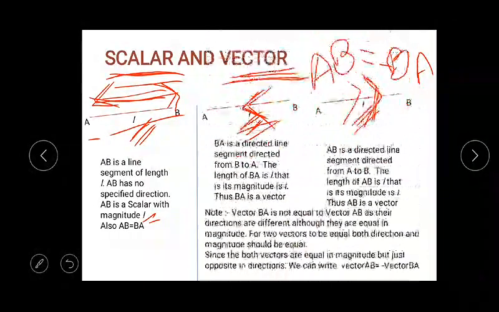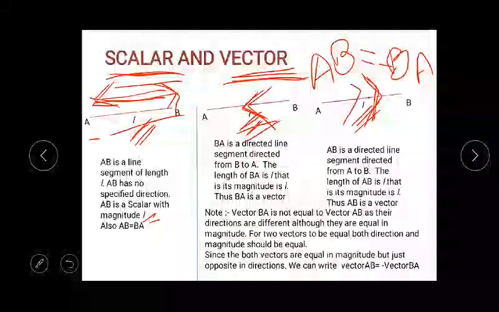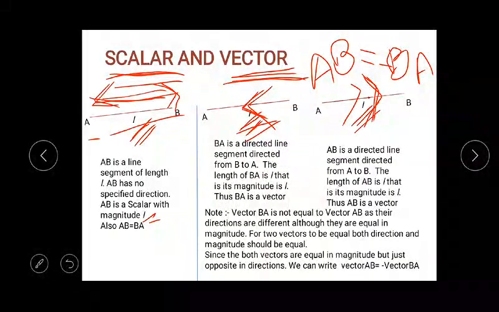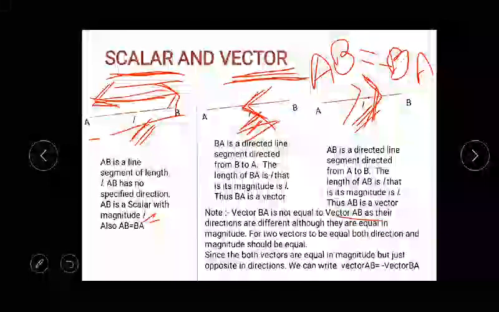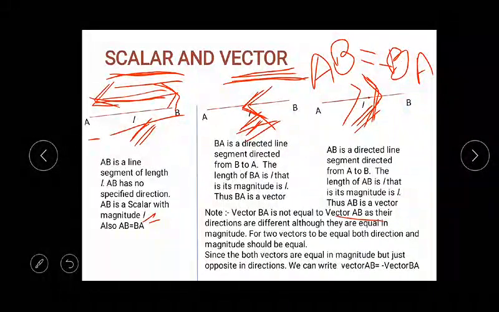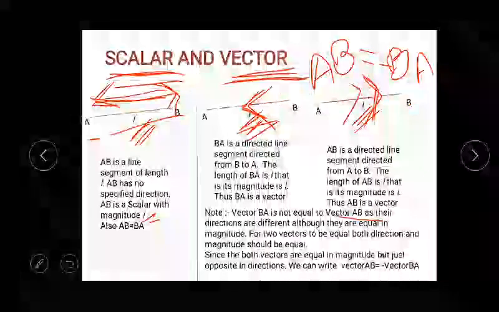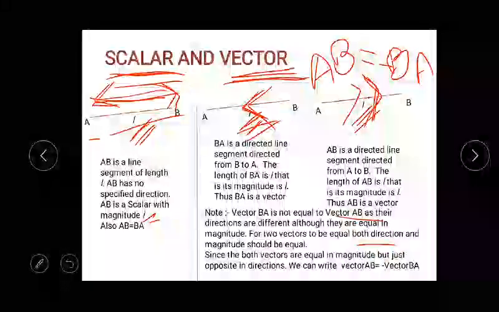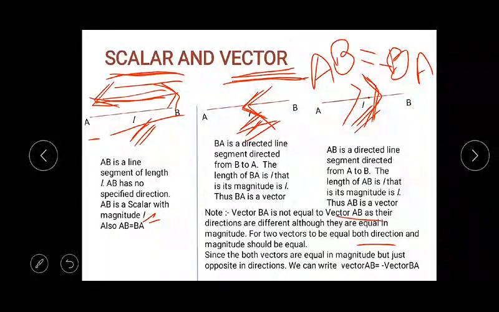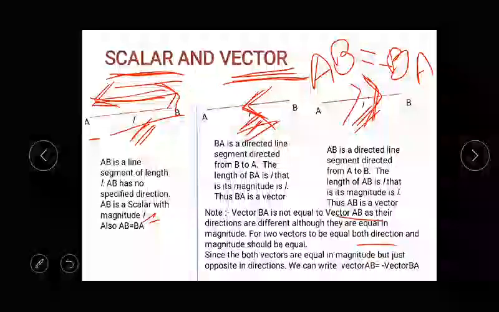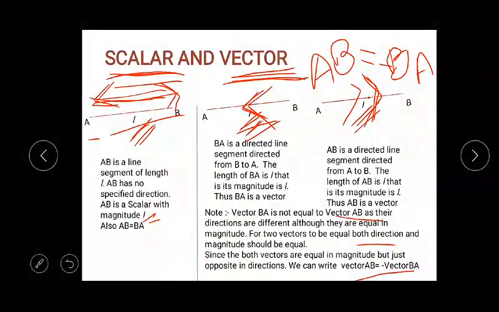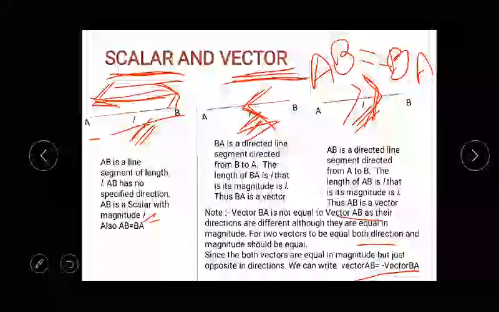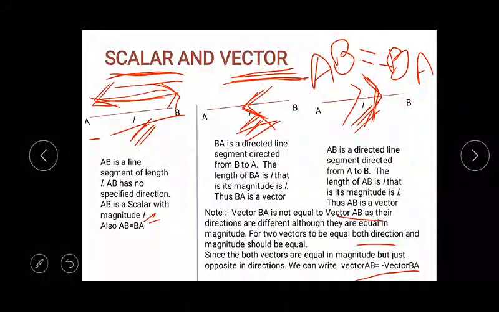Here, vector BA is not equal to vector AB as their directions are different, although they are equal in magnitude. For two vectors to be equal, both direction and magnitude should be equal. Since both vectors are equal in magnitude but opposite in direction, we can write vector AB is equal to minus vector BA. Okay, clear?